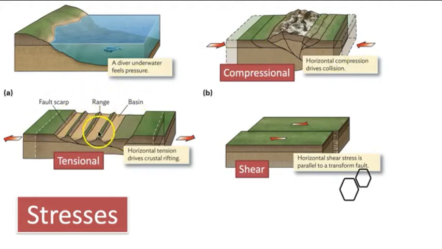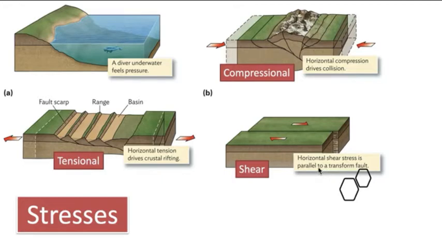Tensional stress pulls a body of rock apart in opposite directions. This would most be associated with divergent plate boundaries. Shear stress is a bit like tearing, where one body of rock is moved horizontally past another in opposite directions. This happens along transform boundaries or transform faults.